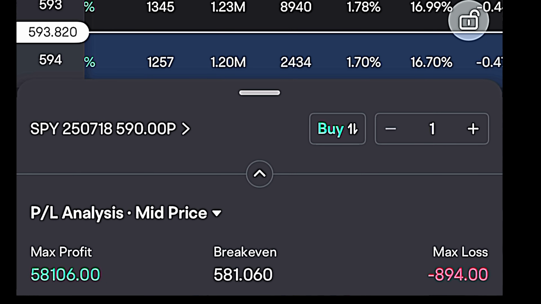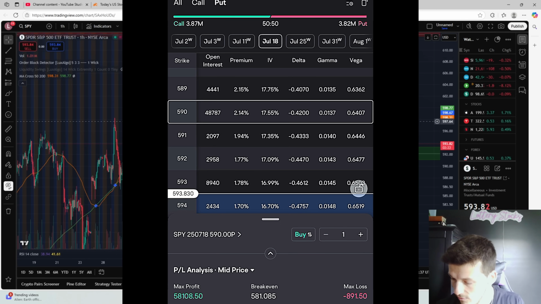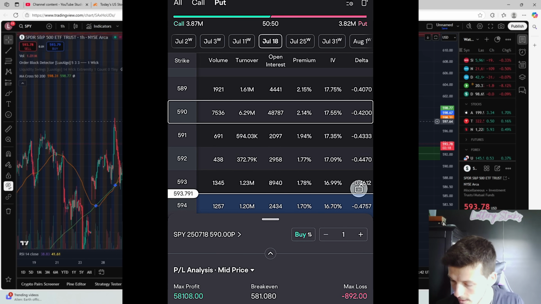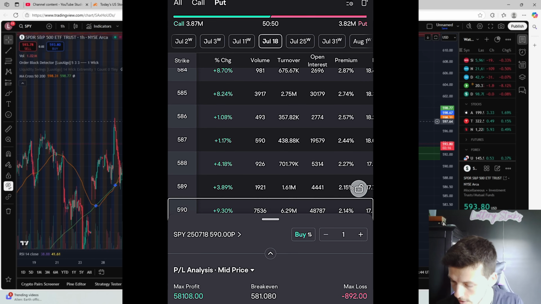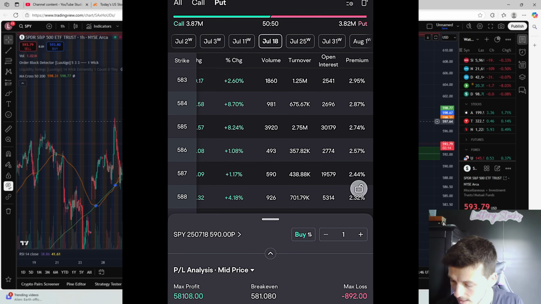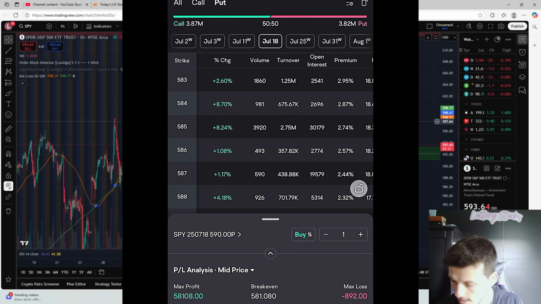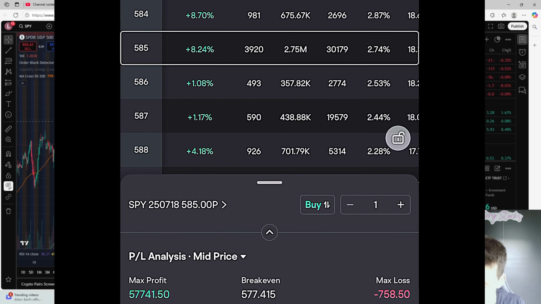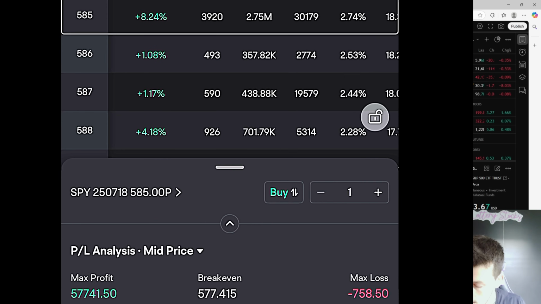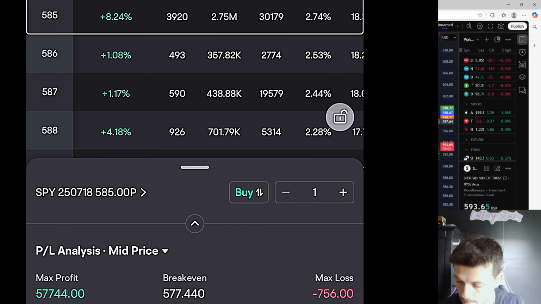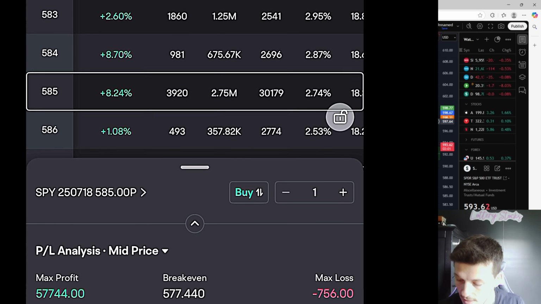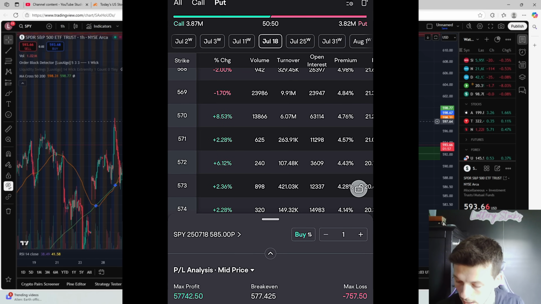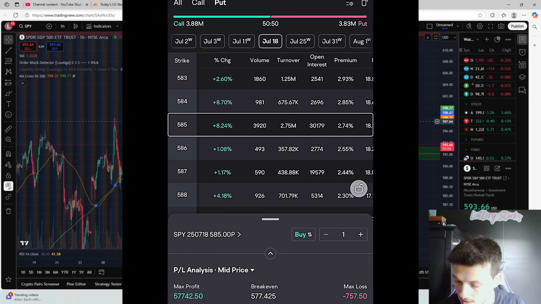Hey, $894. Maybe you can't afford this. Maybe you want something cheaper, right? Well, you go down the line. You're pretty confident in this trade. The next thing I see that looks decently enticing, 585s. It's cheaper. It's $758. It has 30,000 open interest, 3,900 volume. I'm looking at these immediately because it's non-negotiables. It's non-negotiables, okay? You go down the line and you find these discrepancies.